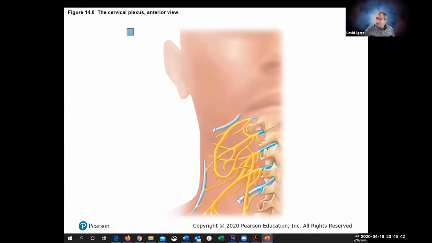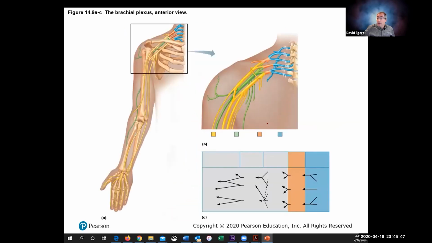Cervical plexus, again, the only thing you need to know off the cervical plexus is the phrenic nerve. Brachial plexus, you should definitely be able to recognize the different nerves, like the median nerve coming off of the M, and the musculocutaneous.